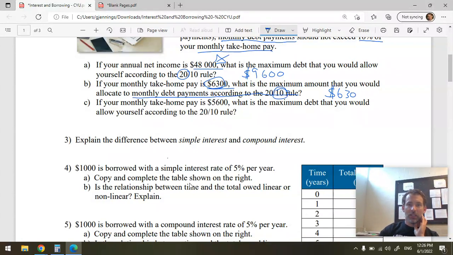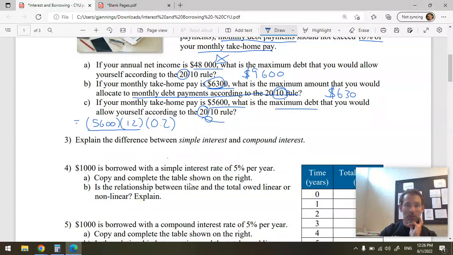What if your monthly take-home pay is $5,600? What's the maximum debt you would allow yourself according to the 20/10 rule? Maximum debt has to do with 20% of your annual income. So if your monthly income is $5,600, this is what we need to do to find annual income. We would take $5,600, multiply it by 12 months in the year, and then multiply by 20% because I want to say what's 20% of my annual income.